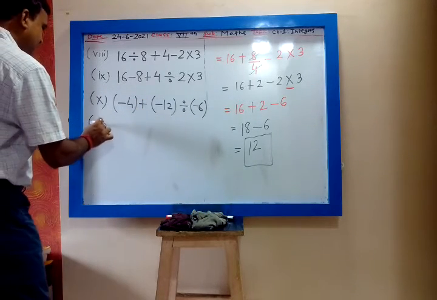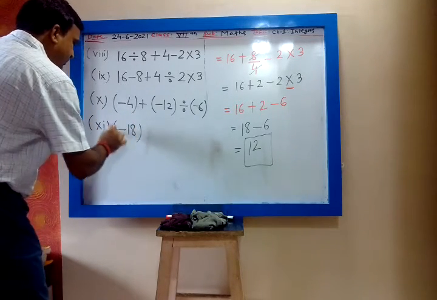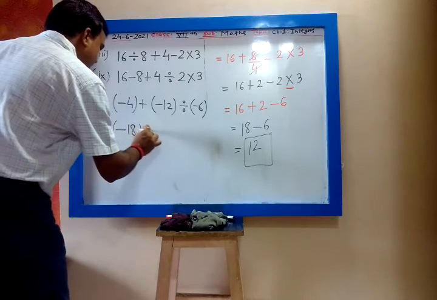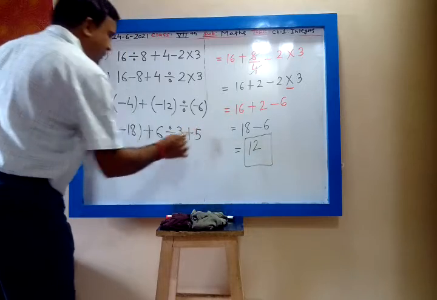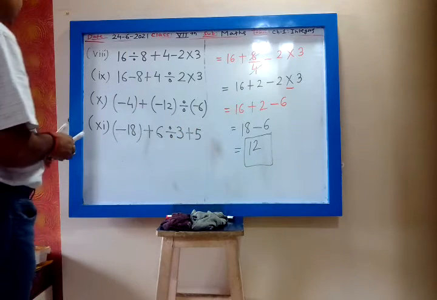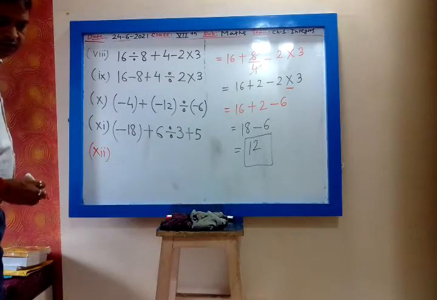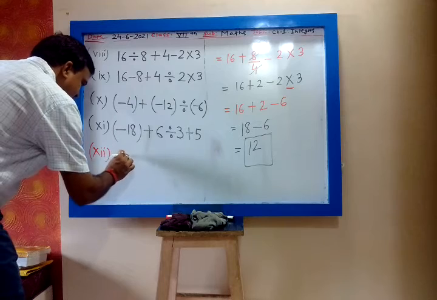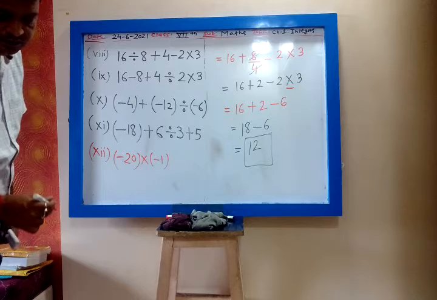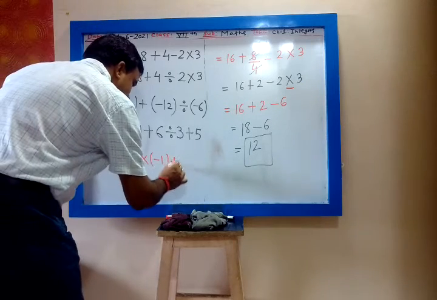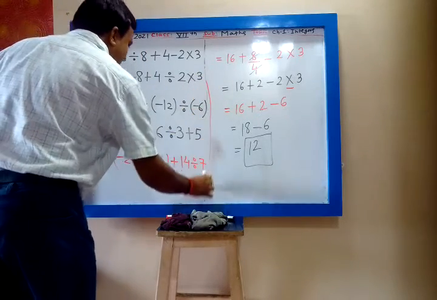Then 11th: minus 18 plus 6 divided by 3 plus 5. Then 12th: it is minus 20 into minus 1 plus 14 divided by 7. So these are the 12 problems.